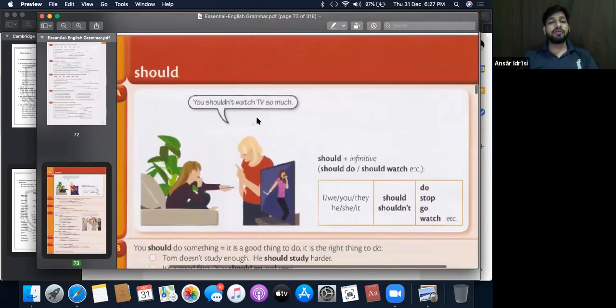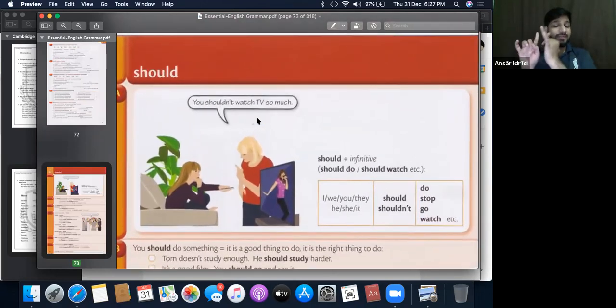Let's have a look here. Should. अभी हम लोग should का use करते हैं when something is a good thing, when something is the right thing. And when do we use shouldn't? When something is not a good thing, when something is a bad thing, means not the right thing. All right? For example, should.